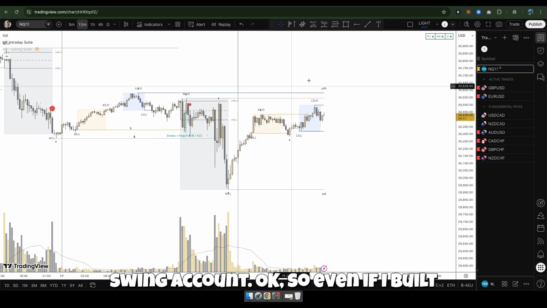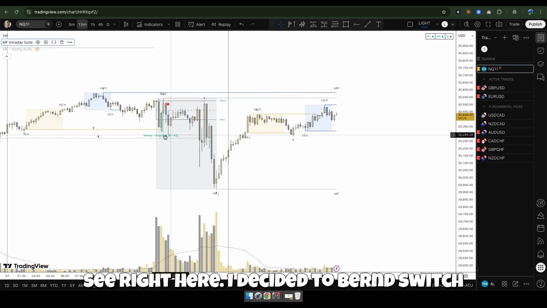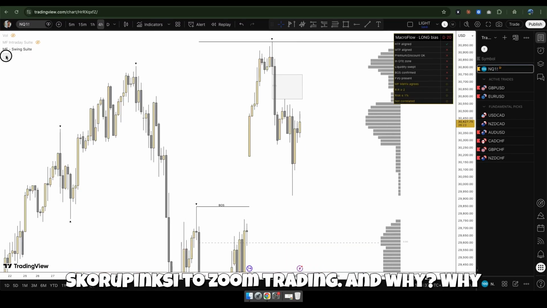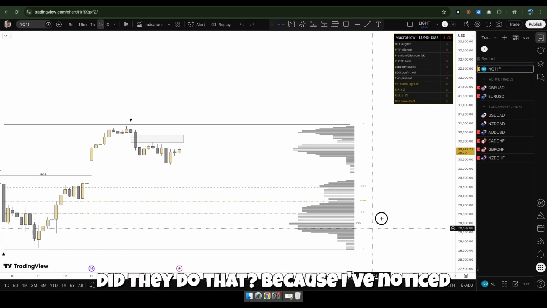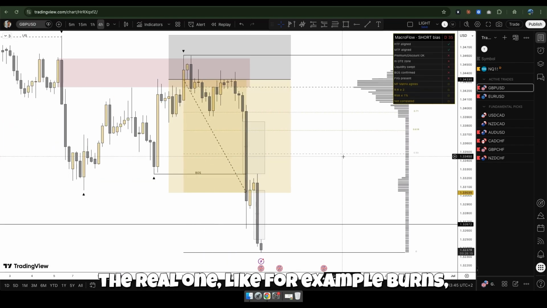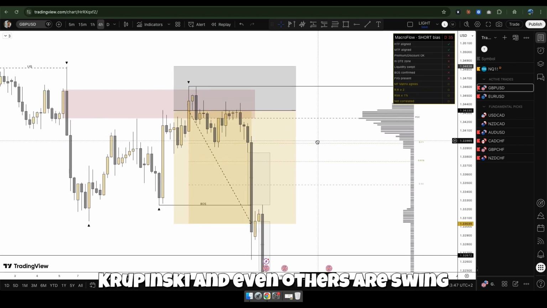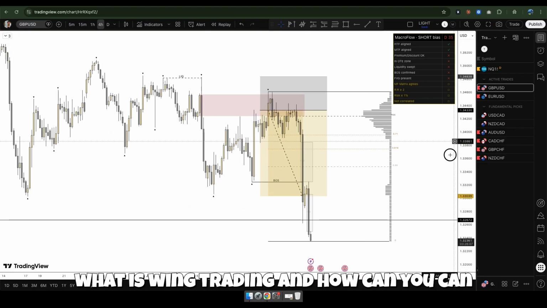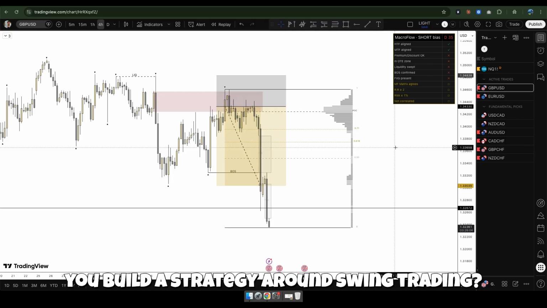Even if I built some really good indicators, that you can see right here, I decided to switch to swing trading. And why did I do that? Because I noticed that most profitable traders, the real ones, like for example Ben Skrupinski and even others, are swing traders. So I started to look deeply at what swing trading is and how you can build a strategy around it.